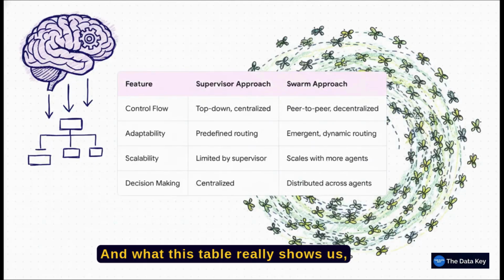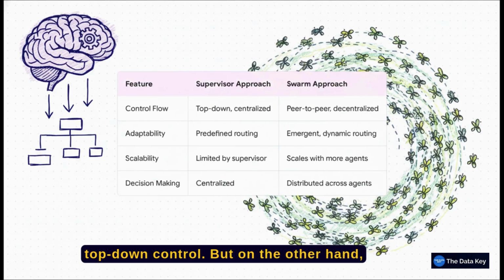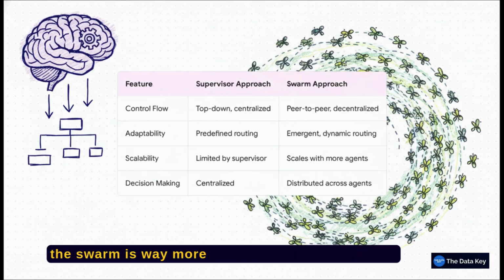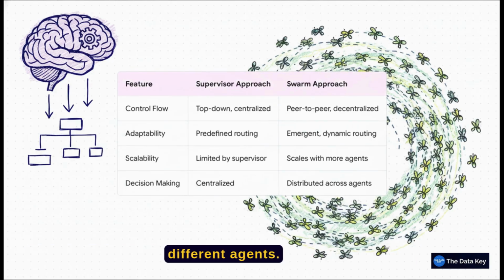And what this table really shows us is the fundamental trade-off, right? On one hand, the supervisor gives you that centralized, top-down control. But on the other hand, the swarm is way more adaptable and can scale up much more easily because the decision-making is spread out across all the different agents.